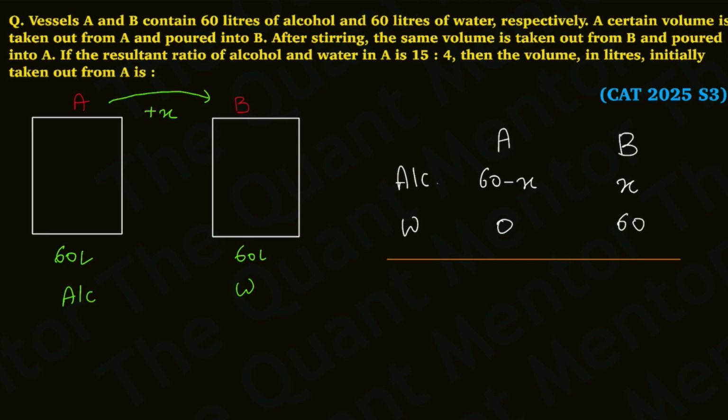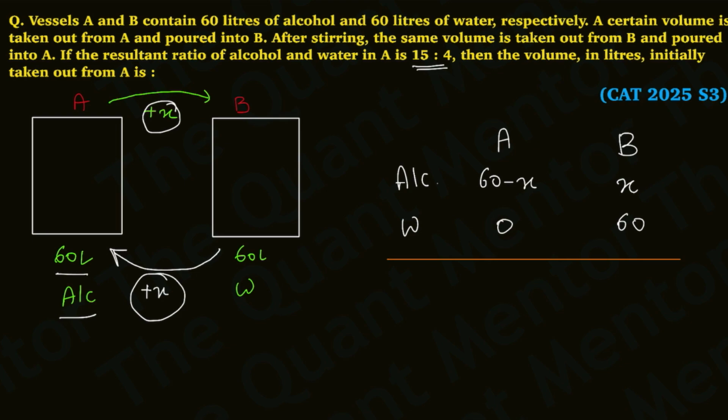Now, if you notice, the same thing is happening from B to A. So from B to A, we are again transferring X liters. So X liters is removed from B and it is transferred to A. Now guys, notice that finally the ratio of alcohol and water in A is 15:4. Initially there is no water content in A. A contains pure alcohol and you have removed X liters from A initially. That means the alcohol content in A is changing. That means the water content in A is only because of the X liters that we are transferring from B.